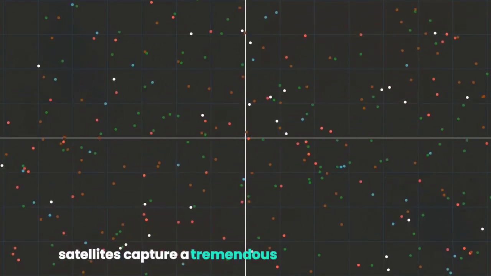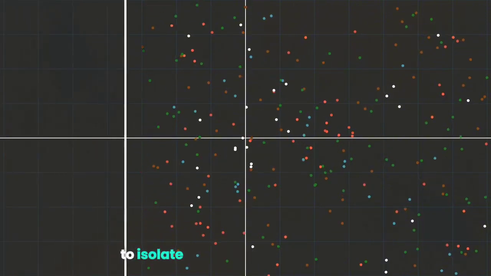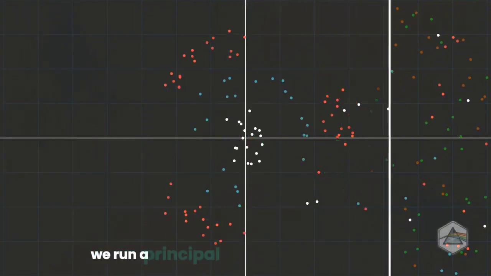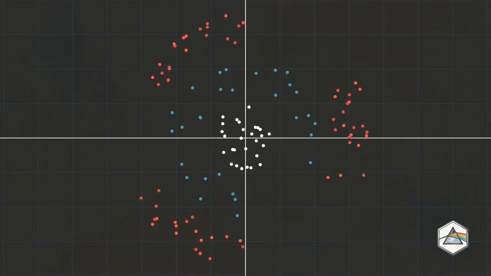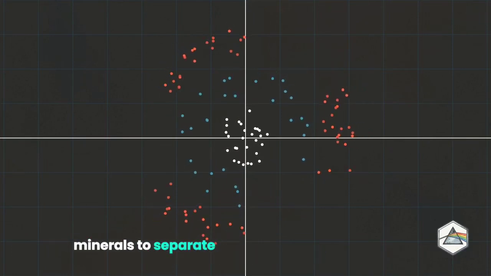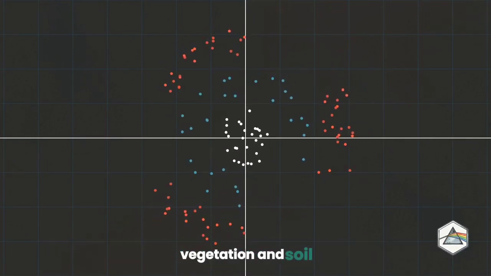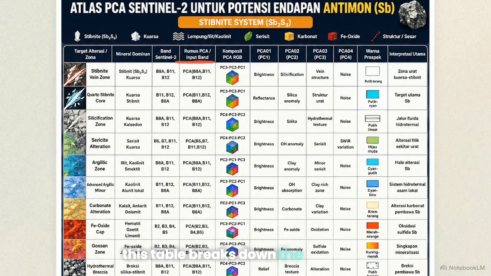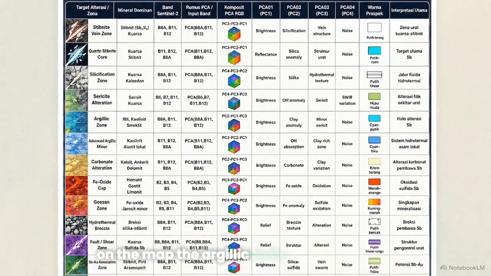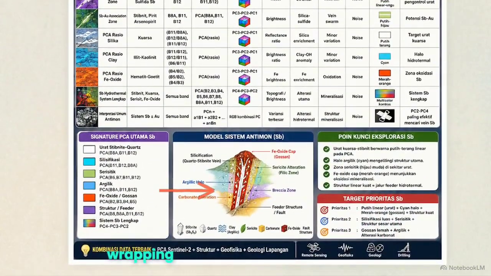Satellites capture a tremendous amount of visual noise. To isolate exact alteration signatures, we run a principal component analysis, or PCA, which forces the target minerals to separate out mathematically from the background vegetation and soil. This table breaks down the PCA band formulas required to confirm the target. We need strict spatial zonation, an outer argillic clay halo enclosing an inner silicification core. On the map, the argillic halo renders as cyan, wrapping tightly around the bright white quartz stibnite core.